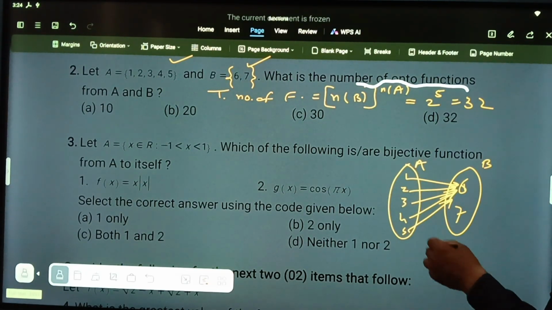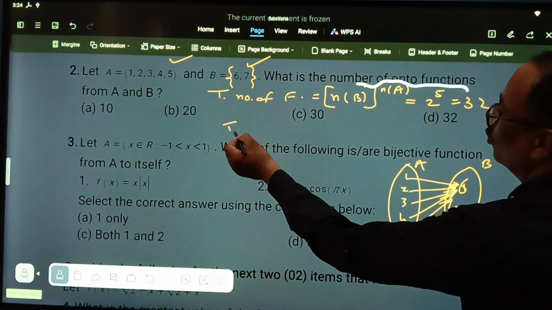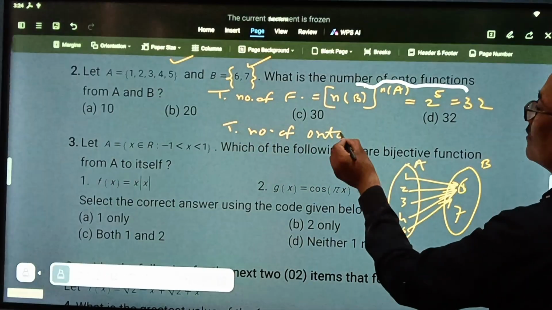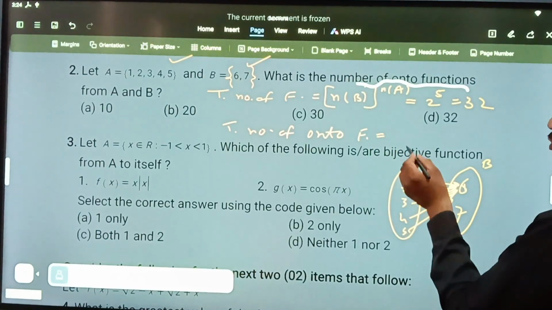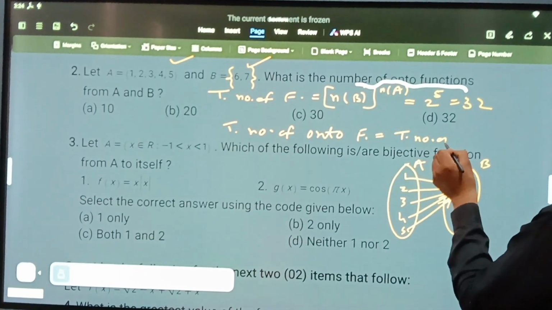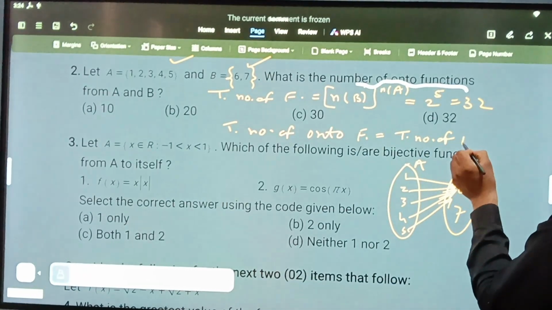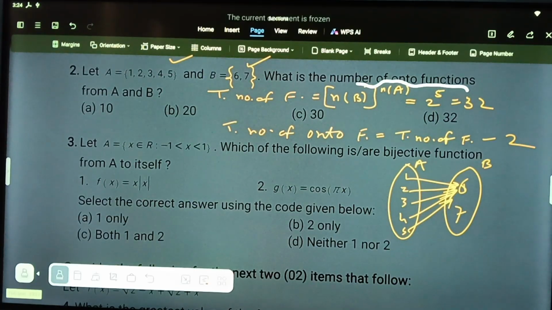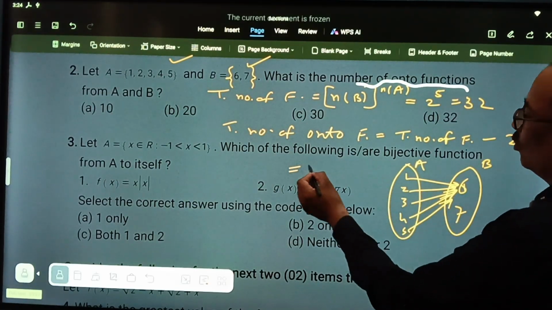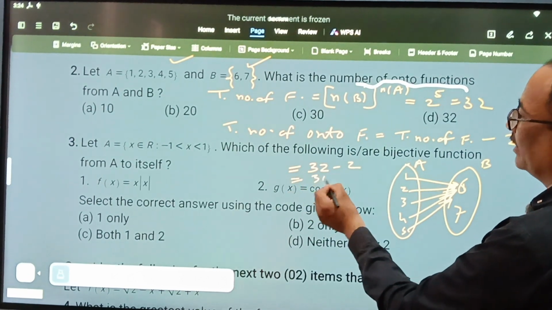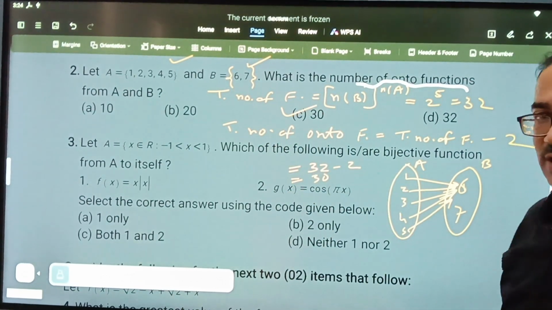So definitely, total number of onto functions is equal to total number of functions minus 2. These two functions are into functions. So what we get? Total number of onto functions is 32 minus 2, that is equal to 30. Hence the correct option is C.